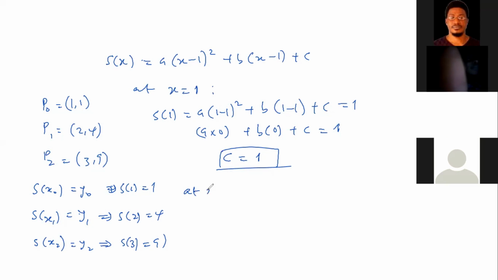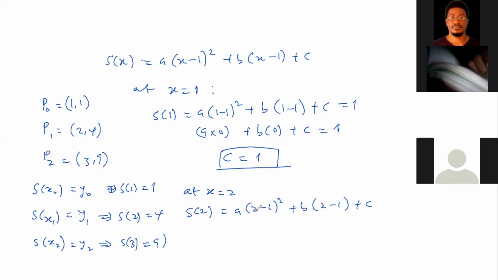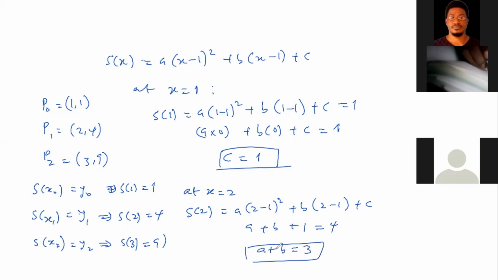Now at x being the same as 2, we also have S of 2. We plug that in here. That will be A into bracket 2 minus 1 squared plus B into bracket 2 minus 1 plus C. So this will be 1 times A, that's A plus B plus C, and it is the same as 4. With C equal to 1, that will be A plus B is equal to 3. So we've been able to develop two equations: C is the same as 1 and A plus B is the same as 3.